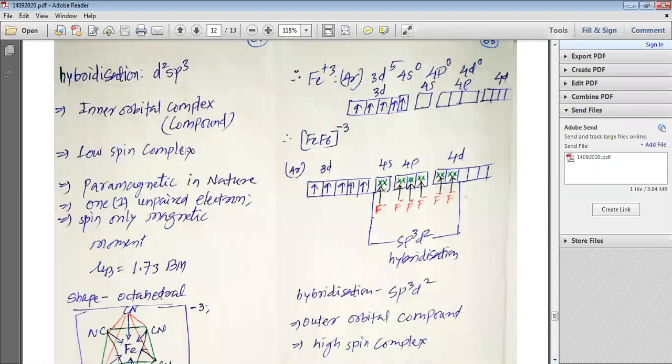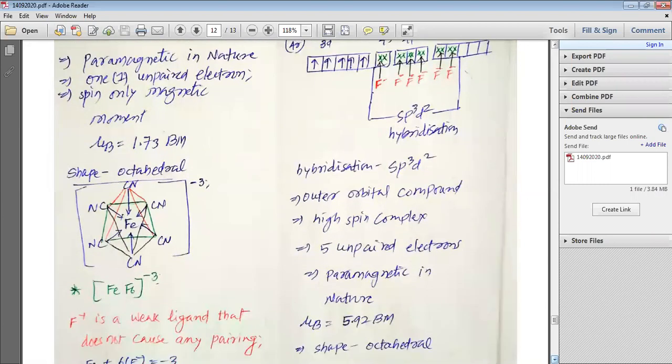So we can say that hybridization is d2sp3, the inner orbital complex. It has low spin because out of 5 electrons, 2 pairs of electrons have been produced, so it is a low spin complex. It is paramagnetic in nature because there is one unpaired electron present, so the spin only magnetic moment mu would be 1.73 Bohr magneton. The shape is octahedral, and you can see here I have shown you the Fe(CN)6 minus 3 as an octahedral complex.